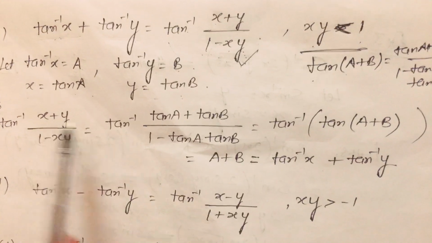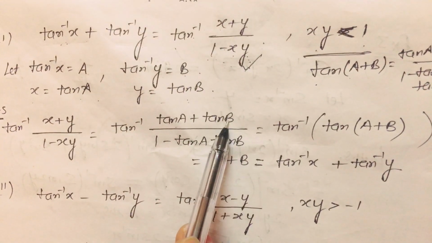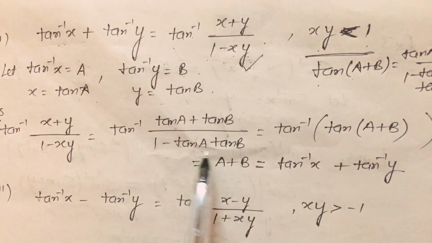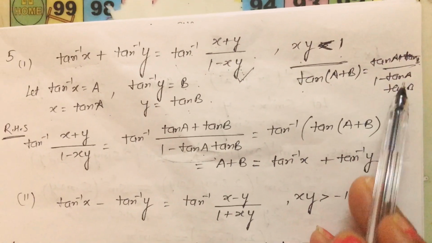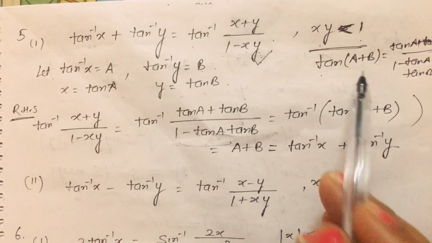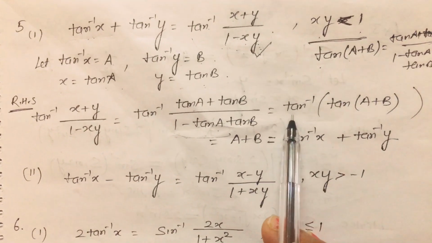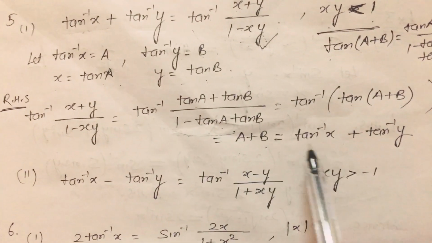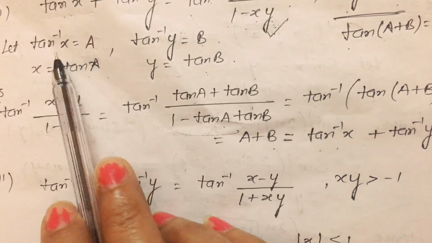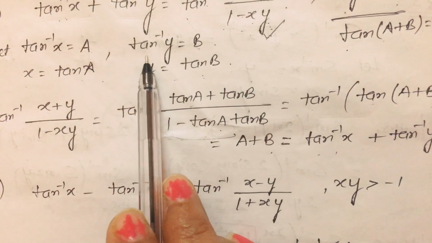So putting x is equal to tangent a and y is equal to tangent b, and the same here, tangent a, tangent b. We know this formula: tangent a plus tangent b upon 1 minus tangent a tangent b is equal to tangent of a plus b. So tangent inverse cancels with tangent, then it will be a plus b, and we know that here we have taken a as tangent inverse x and b as tangent inverse y.